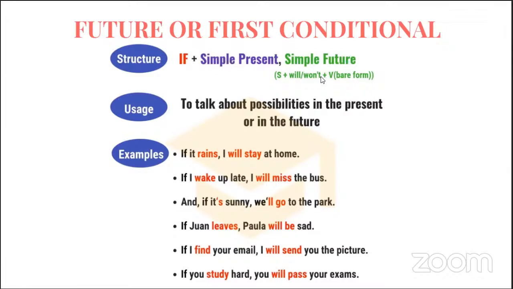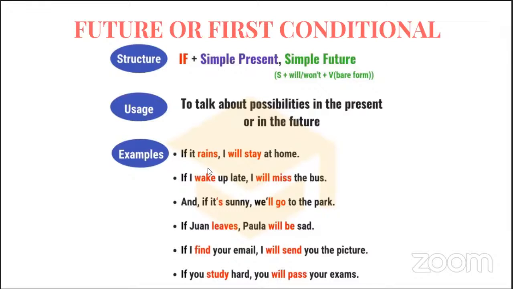So play is going to be play. Play, cook, listen, jump, study. All the verbs in the base form. So it's just simple future. And when do I use the first conditional? I use it to talk about possibilities in the present or in the future. That's the only use. And here we have some examples given using the grammar structure.